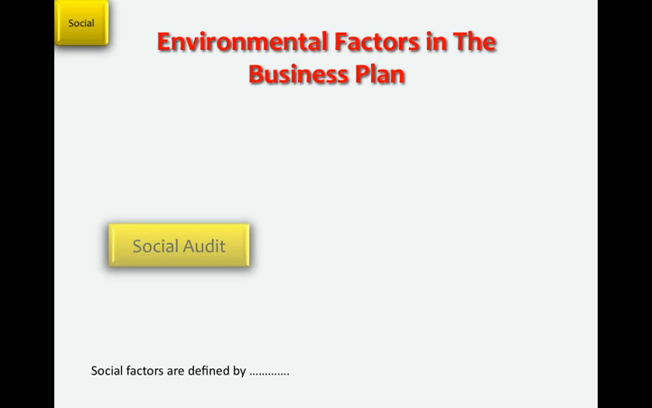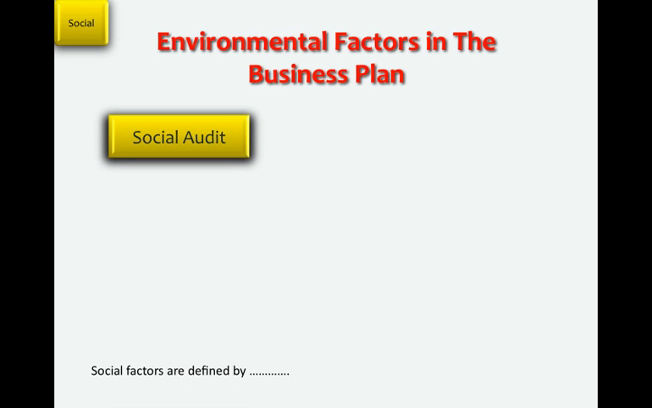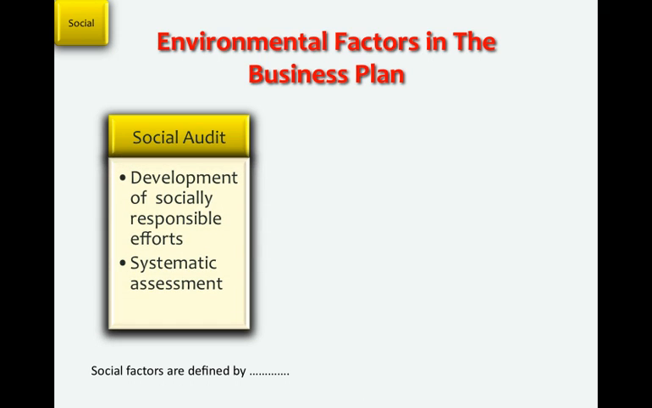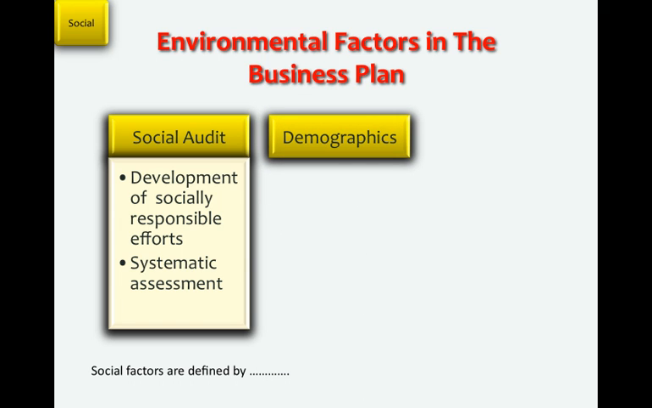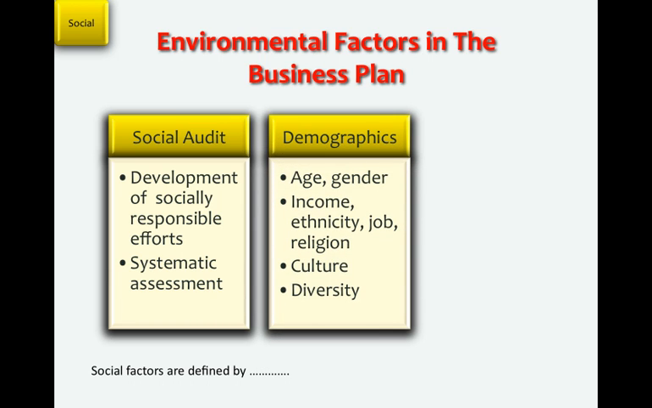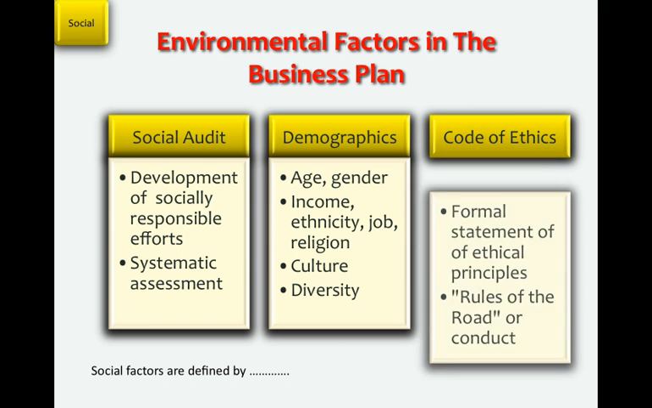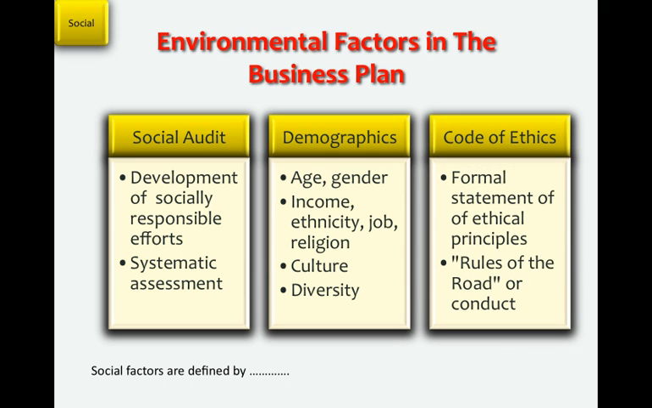So let's take a look at social factors. These social factors include a social audit that can be done, and this is development of social responsibility efforts. It's a systematic assessment of what you're doing. The second component of the social environmental factor is demographics. So, of course, this includes age, income, culture, diversity, a number of different demographic elements that we can select from. And then the third factor is the code of ethics that we look at. So it's a formal statement of our ethical principles. It's the rules of the road or conduct for us.